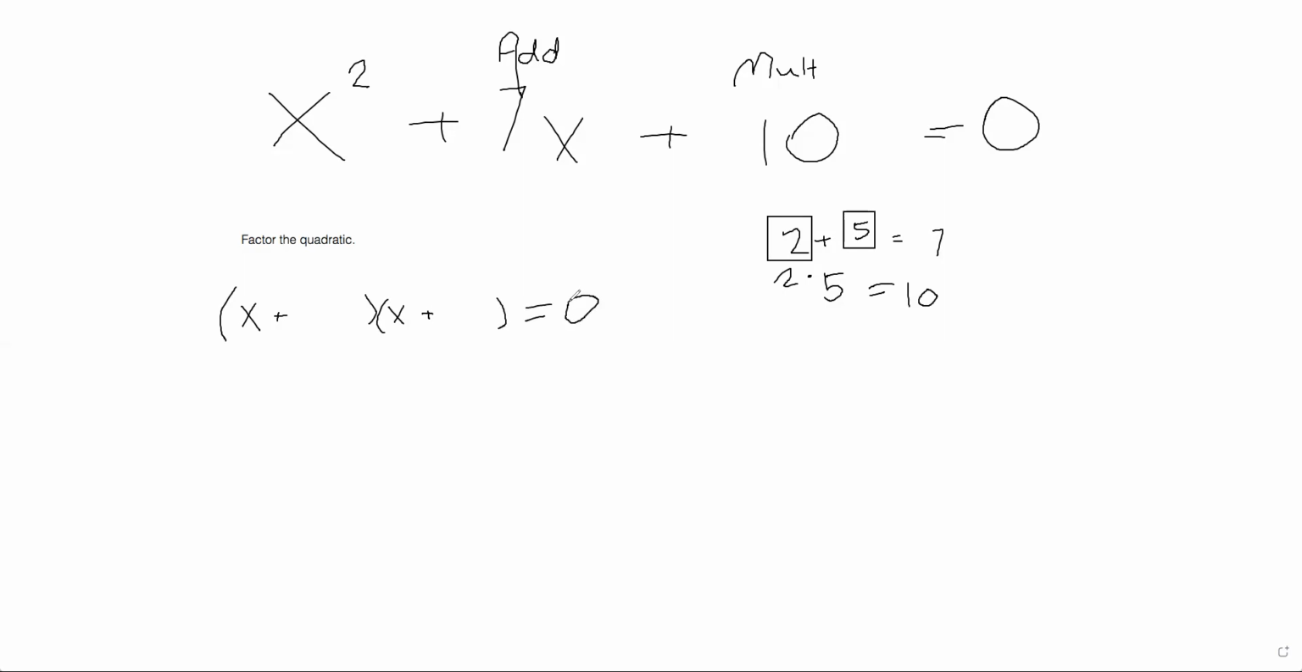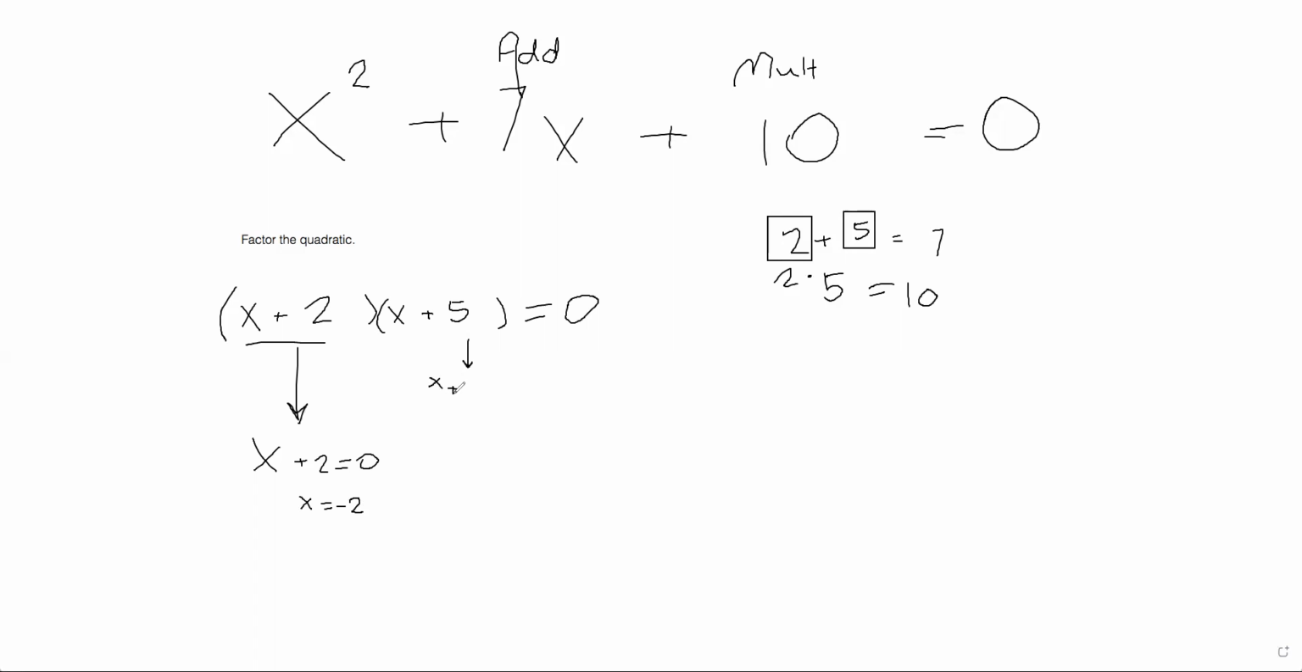So we're going to do x plus our first number times x plus our second number. So then we're going to take x minus x plus 2. We're going to solve this for x. We're going to set it equal to 0, and then we're going to solve for x. X is negative 2.